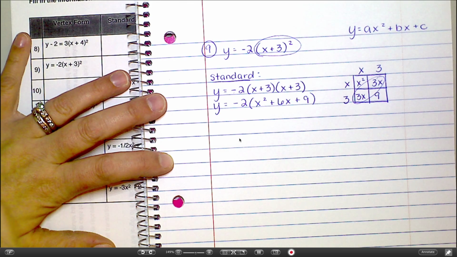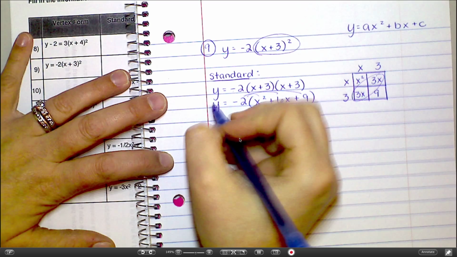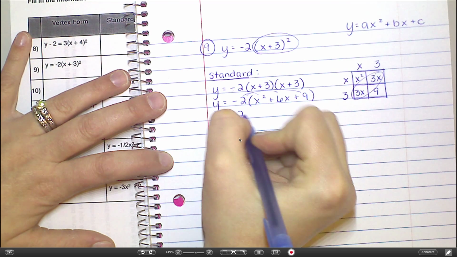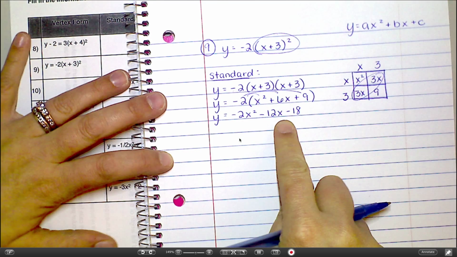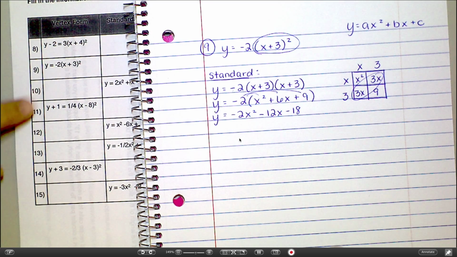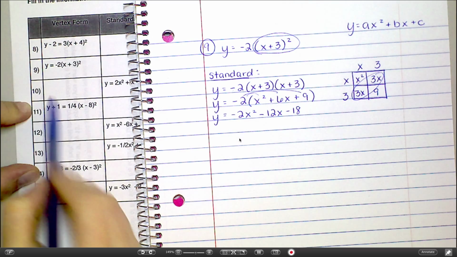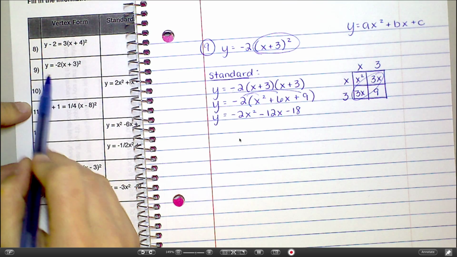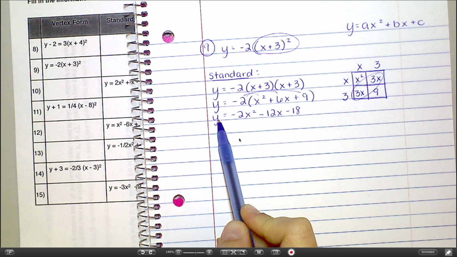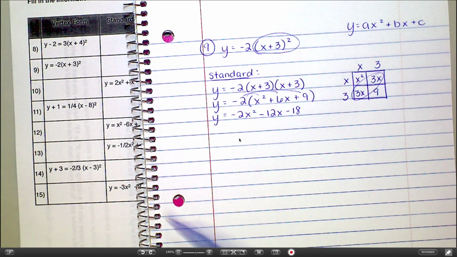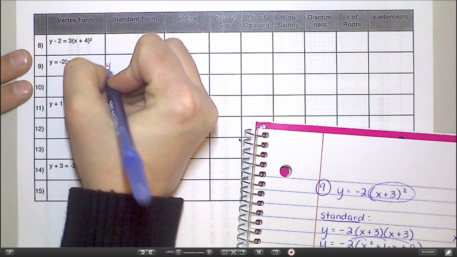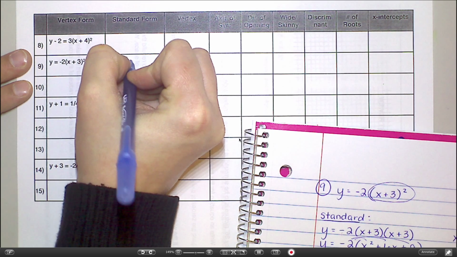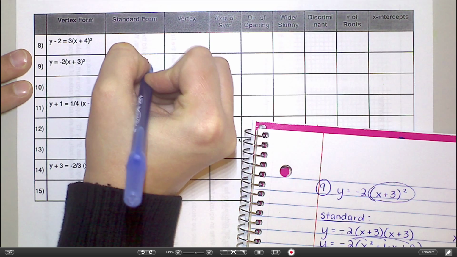And then what do I have to do? Distribute the negative. Distribute the -2. Yep, distribute, distribute, distribute. y equals -2x squared minus 12x minus 18. And that's now in standard form. Now, a lot of these, like if you look at number 11 or number 14, see how these have numbers next to the y also? This one didn't. If there had been a number next to this y, what else would we have done? Subtract it or add it, depending on whether it was negative or positive. Move it to the other side. Okay? So for number 9 now, I can fill in that standard form is -2x squared minus 12x minus 18.